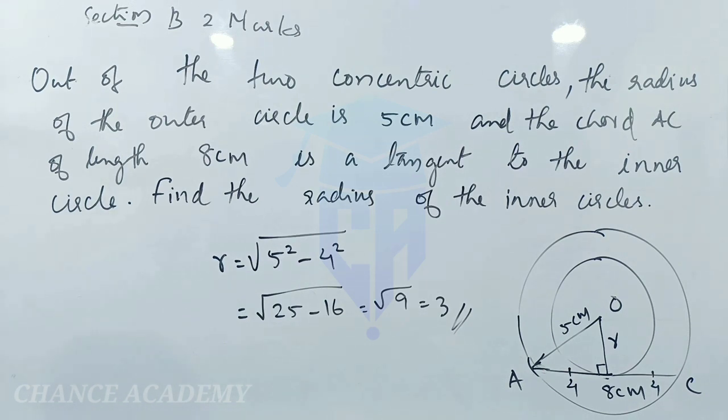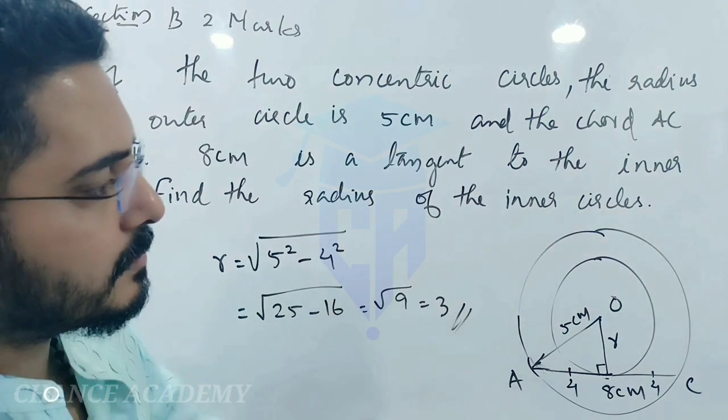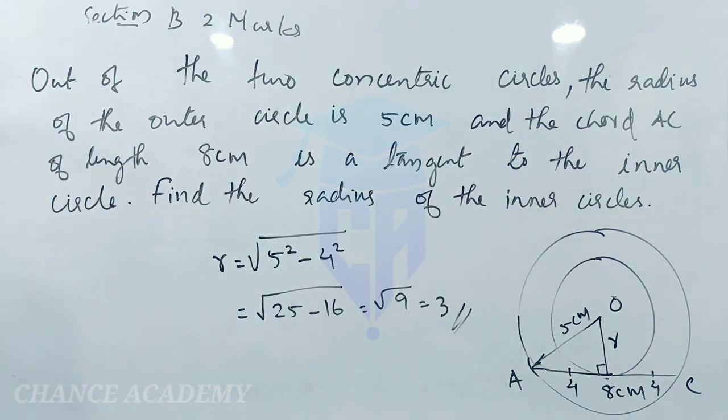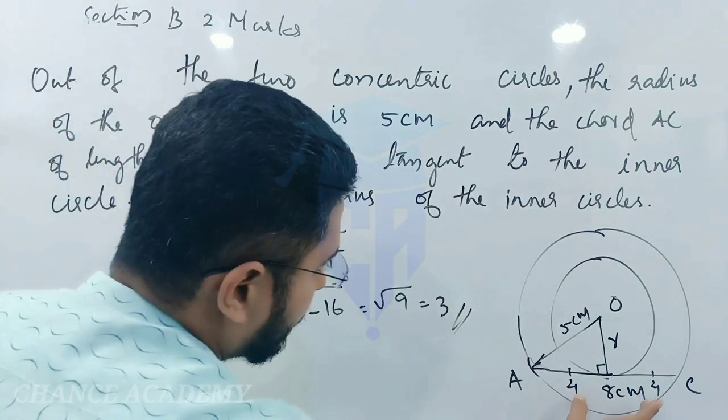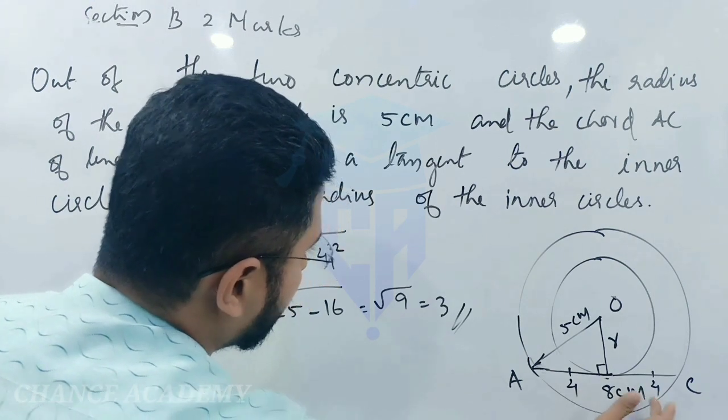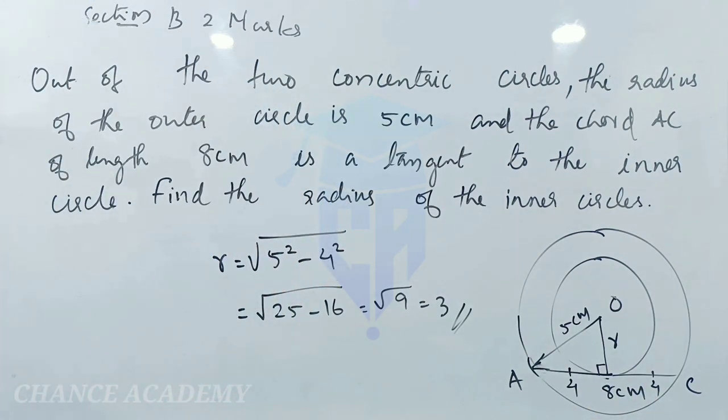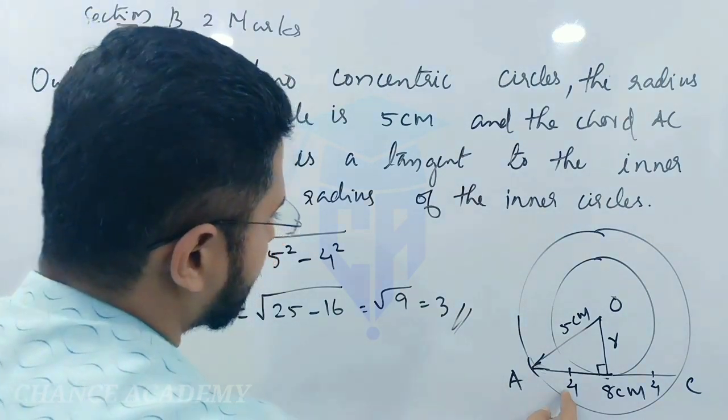And we are using one more property here: the perpendicular from the center to a chord will bisect the chord. Based on that, we got this 8 centimeter chord divided into two 4 centimeter parts. So you need to mention that property along with this question while solving it: the perpendicular from the center will bisect the chord. Since AC is a chord of length 8 centimeters, that's how we get this triangle with one leg as 4 centimeters.